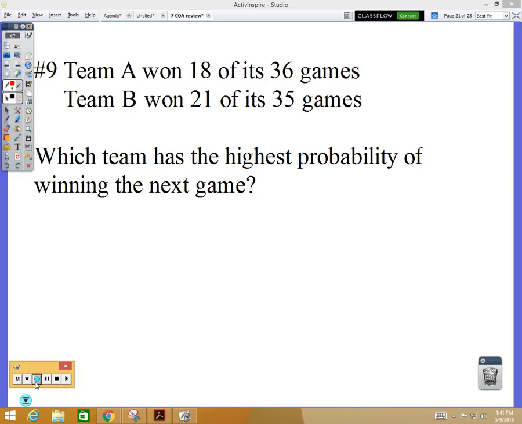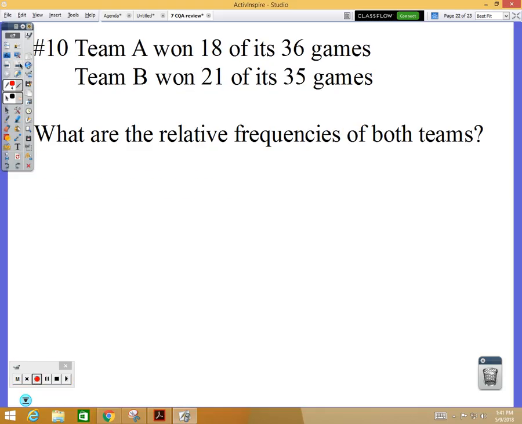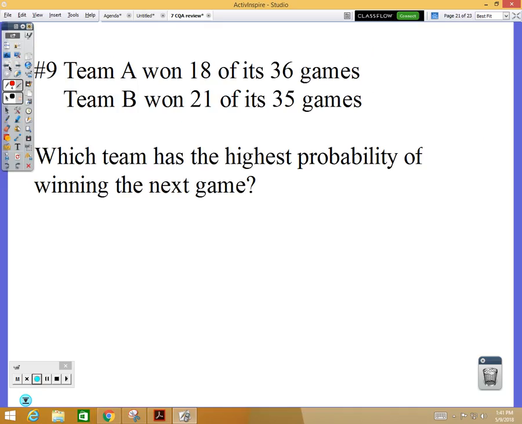So problem 9 wants to know, which team has the highest probability of winning the next game? That means which team is best. Okay? And then question 10 is going to ask us, what are the relative frequencies of both teams? And that question got a lot of people when you looked at it originally. You weren't sure what they meant by relative frequencies. So let's do 9 first.